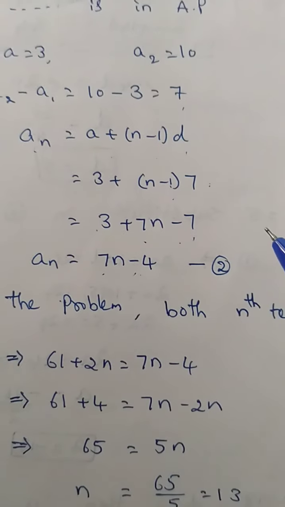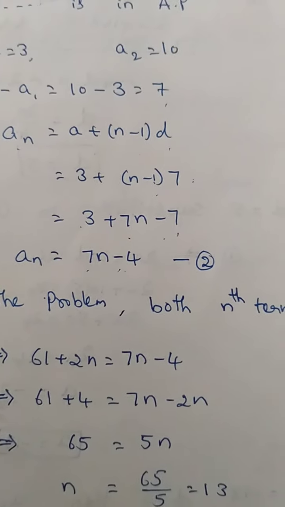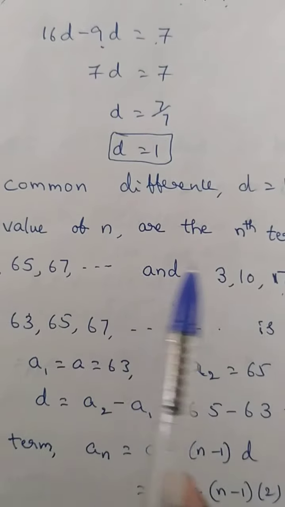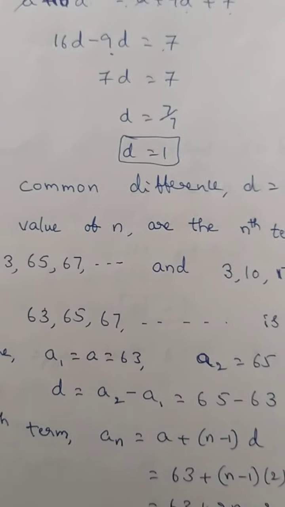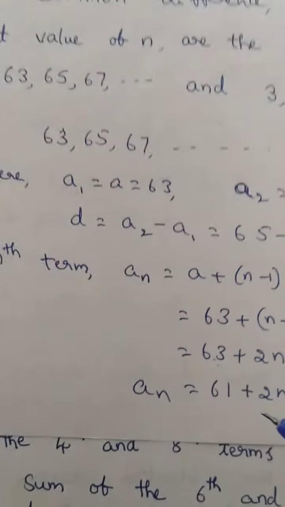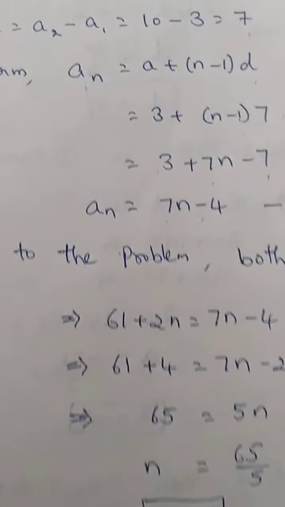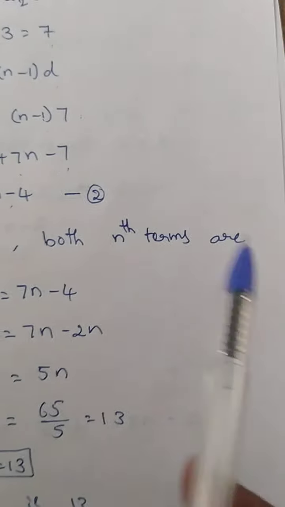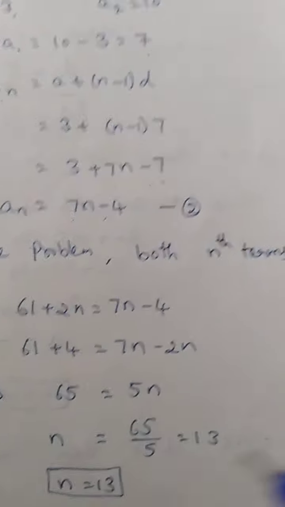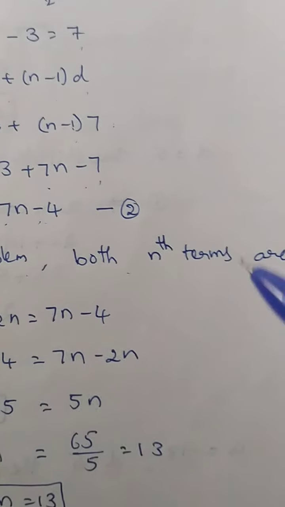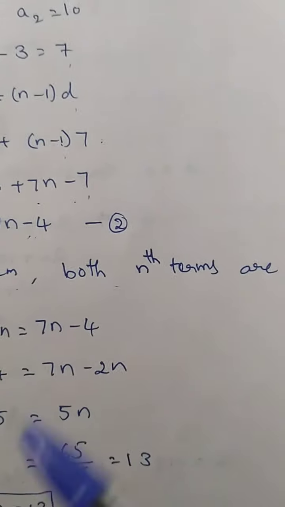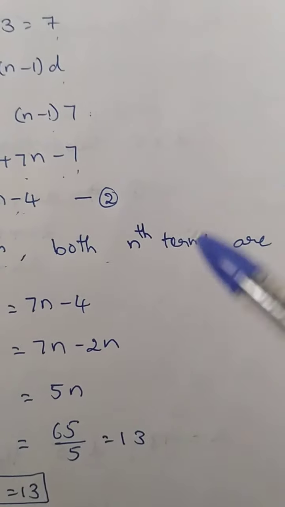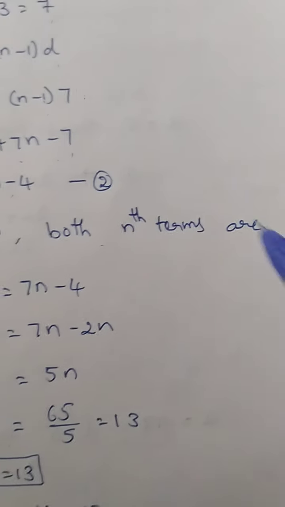So to find the value of n in the given question, we equalize the nth terms of the two arithmetic progressions. This is the first arithmetic progression's nth term, and this is the second's. So according to the problem, both nth terms are equal somewhere. In which term those values are equal, we don't know. We can assume that the nth term means either the 10th term, or the 11th term, or the 16th term, or the 20th term, or the 100th term. We don't know which term, so we assume the nth terms are equal.